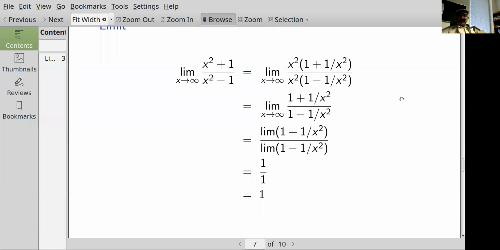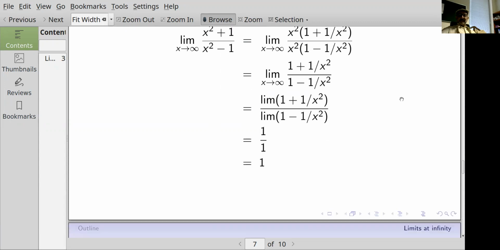Now you have the limit as x goes to infinity of (1 + 1/x²)/(1 - 1/x²). The limit of the quotient is the quotient of the limits, provided that the individual limits exist. So that's the limit of 1 + 1/x² divided by the limit of 1 - 1/x². The 1/x² terms go to 0, so that's equal to 1/1, which is equal to 1.